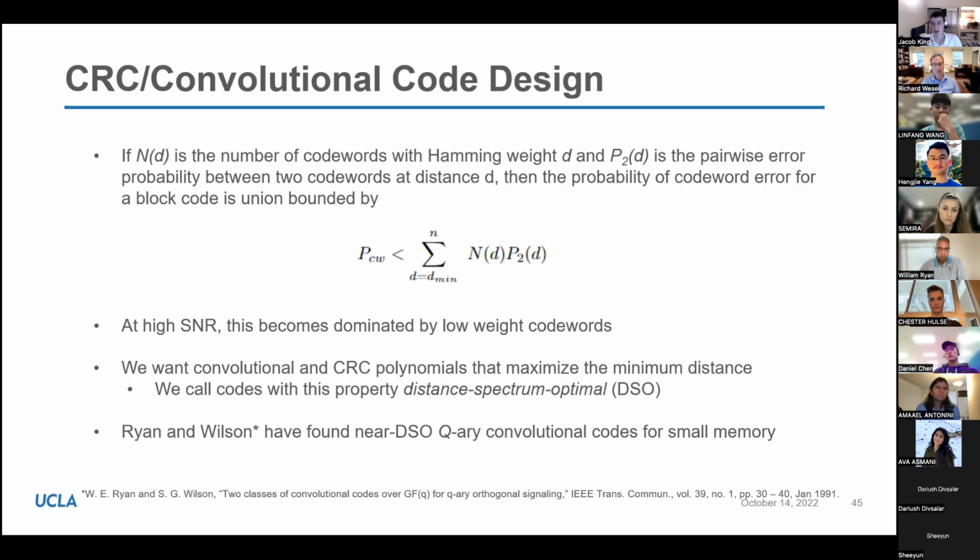Ryan and Wilson have found Q-ary convolutional codes for small memory that optimize the information weight spectrum of the convolutional code, which is similar to distance spectrum optimal for block codes. We design distance spectrum optimal Q-ary CRCs for two Q-ary convolutional codes from Ryan and Wilson.